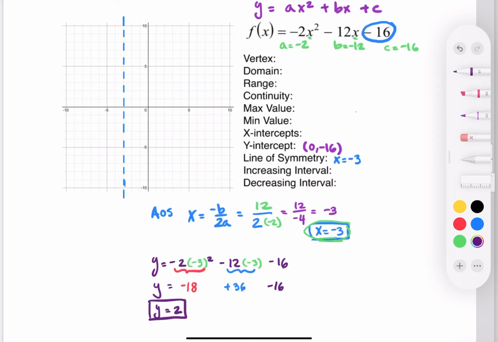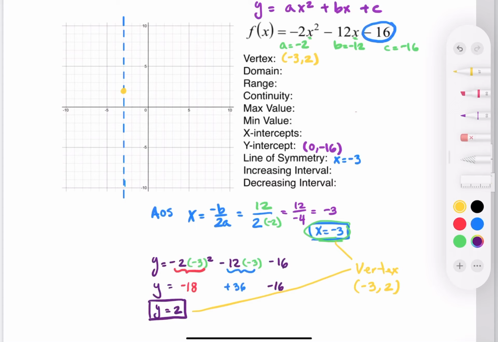So what we can see here is that the x and the y values together will give us our vertex. So now I know my vertex is located at -3, 2. So I'm going to write that right over here, -3, 2. So there's our vertex at -3, 2, which is located right over here.